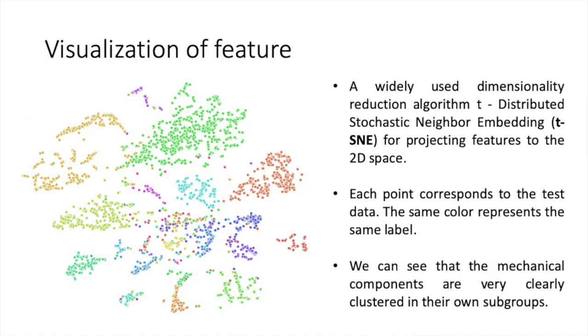I visualized the features extracted from the network to see how well the network groups the data. A widely used dimensionality reduction algorithm, t-distributed stochastic neighbor embedding, is used for projecting features to 2D space. Each point corresponds to a data, and the same color represents the same label. We can see that the mechanical components are very clearly clustered in their subgroups.